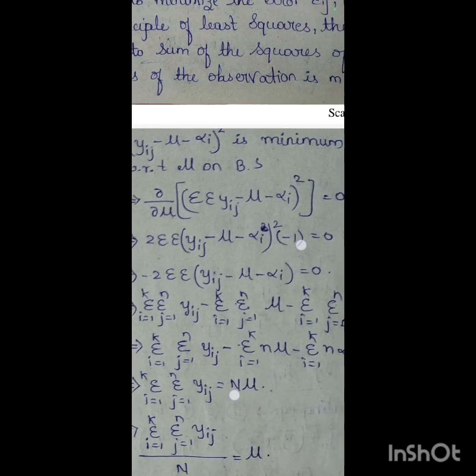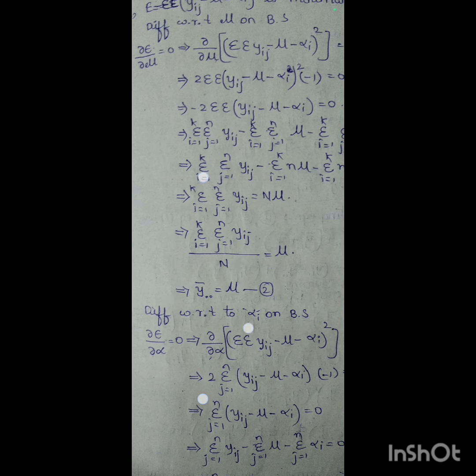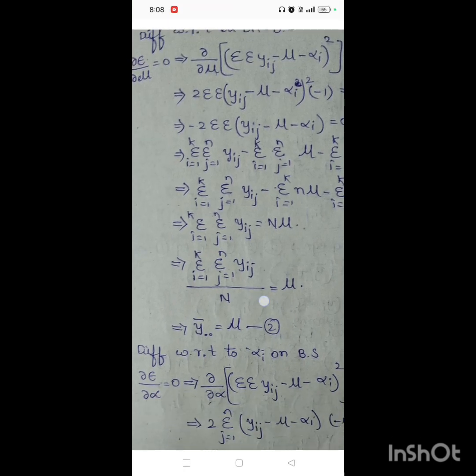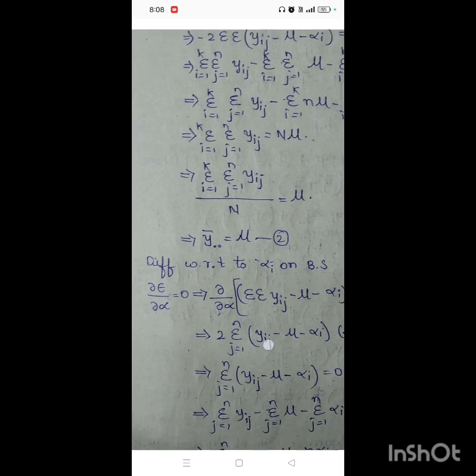So dou E by dou mu equals 0. Here E is the double summation of y ij minus mu minus alpha i, whole squared. If you differentiate that and equate to 0, then you will get y bar double dot is equal to mu. Put it as equation number 2.